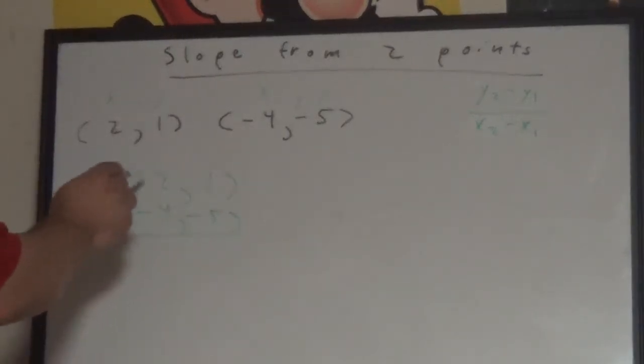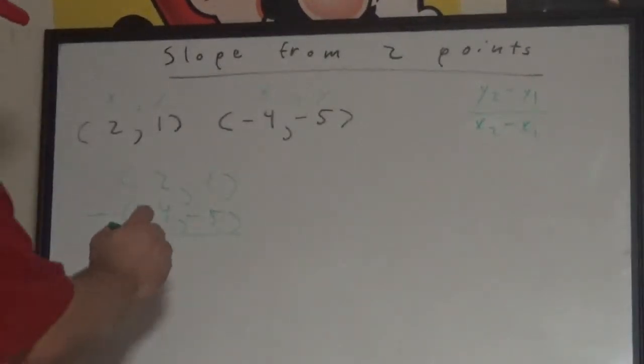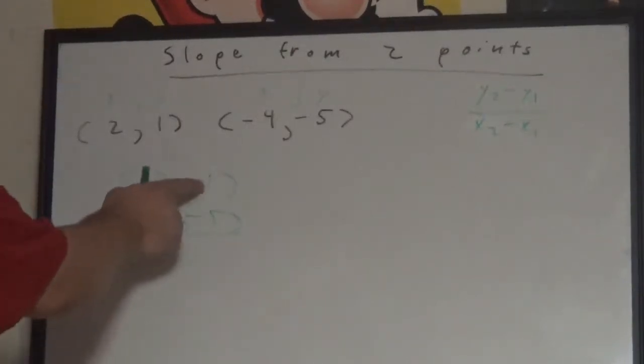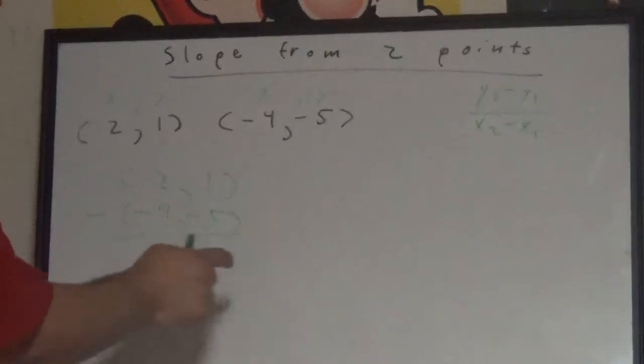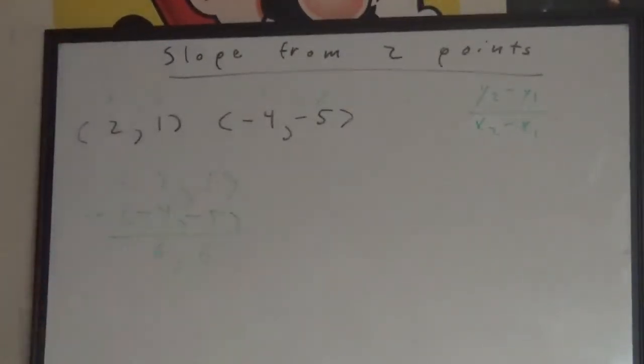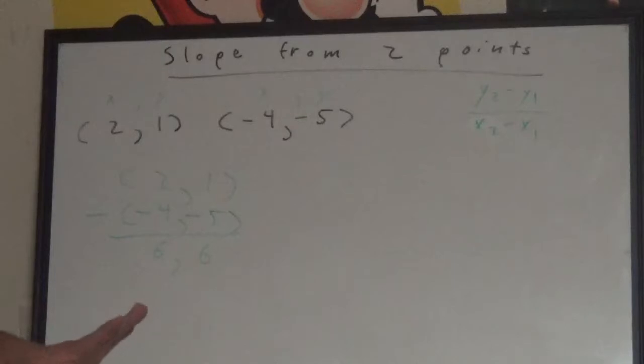I'm going to start by subtracting the x values. 2 minus -4. Put it in a calculator, you'll see it is 6. Second, the y value. 1 minus -5. Again, put it in a calculator, you will see it is 6. Now we have an x value of 6 and a y value of 6. These are change in x and change in y.